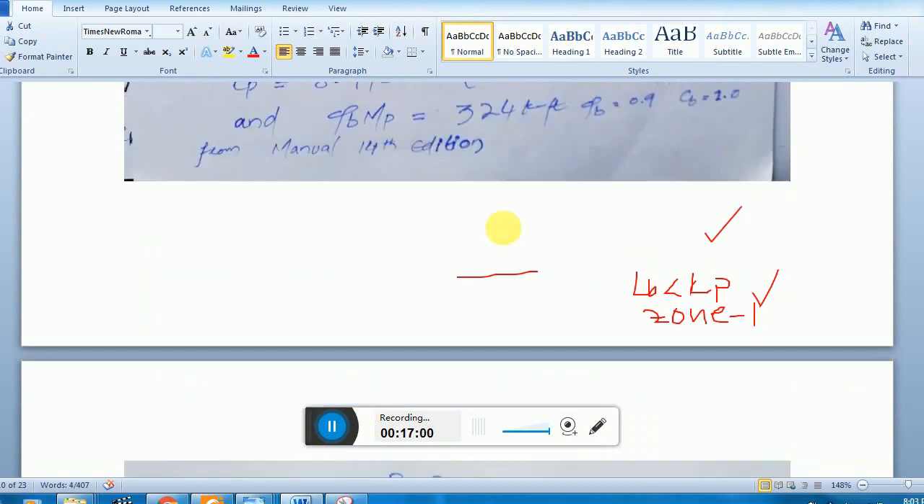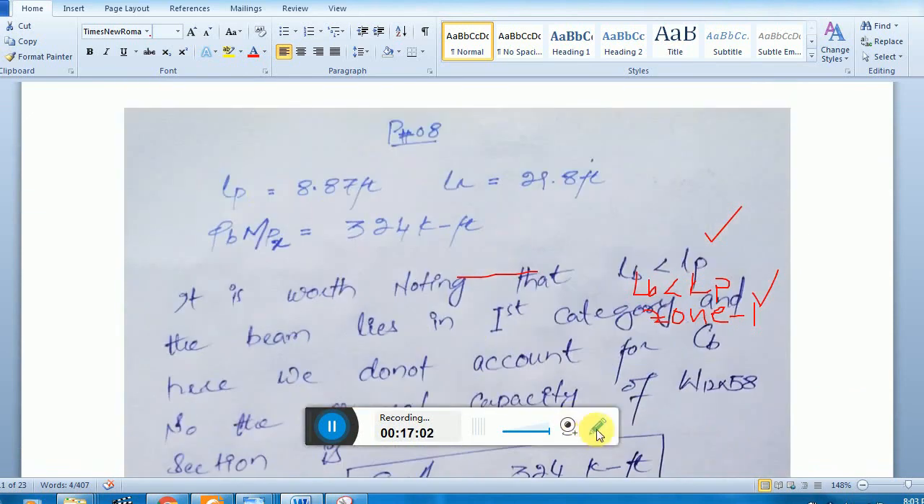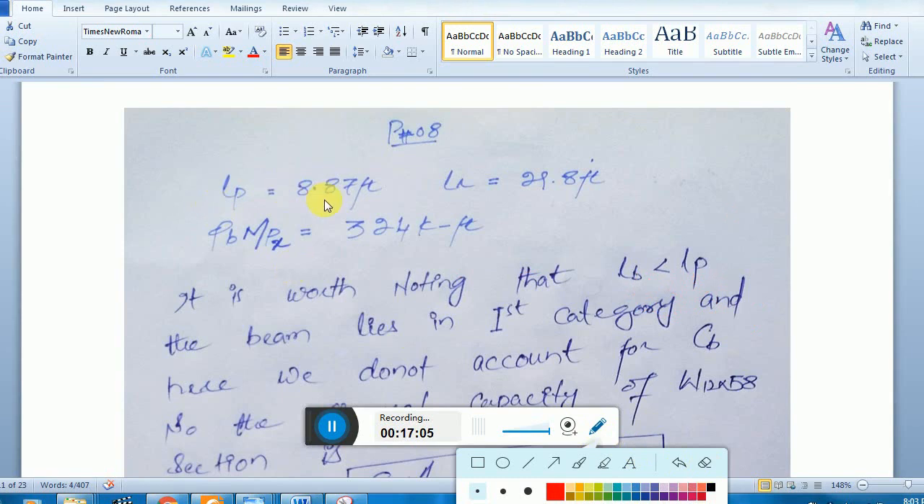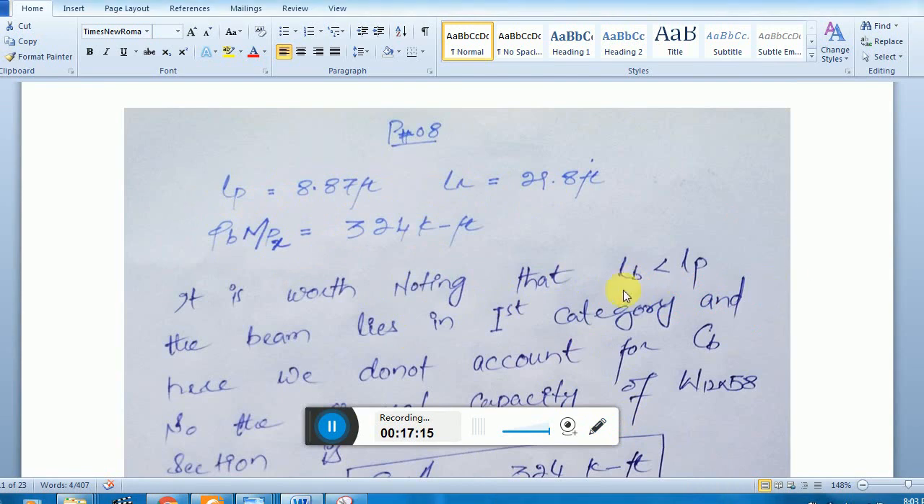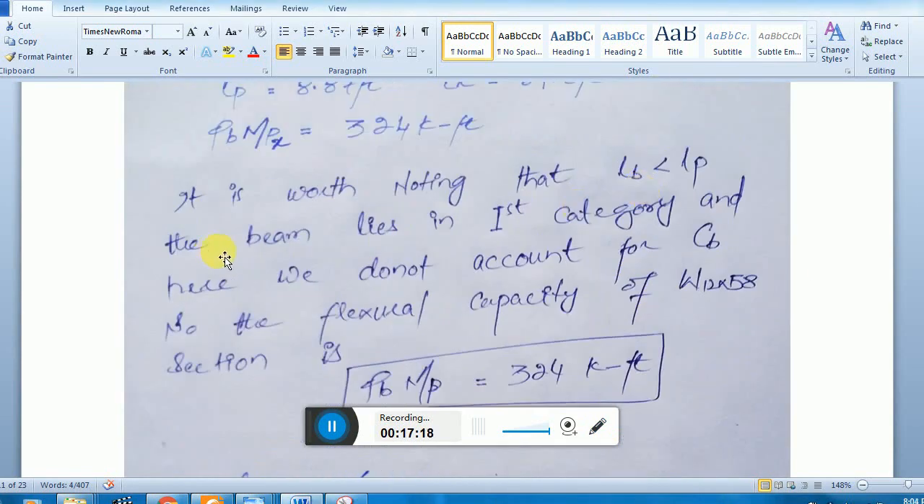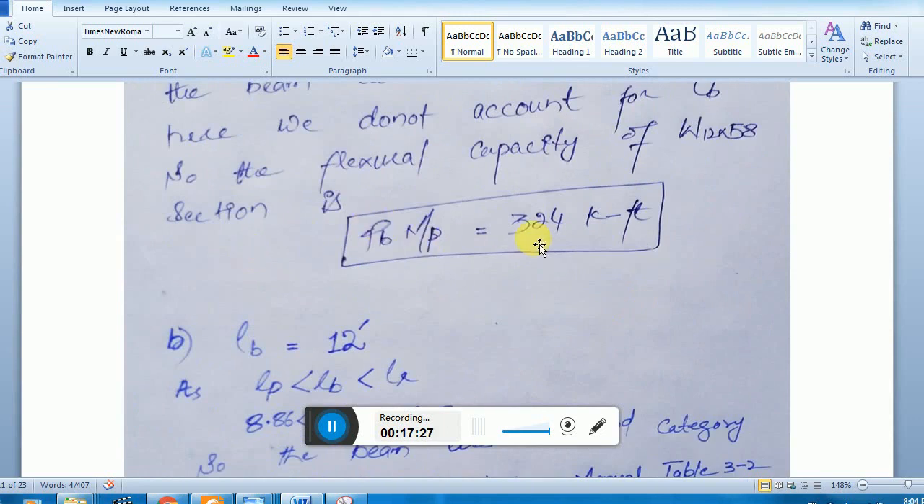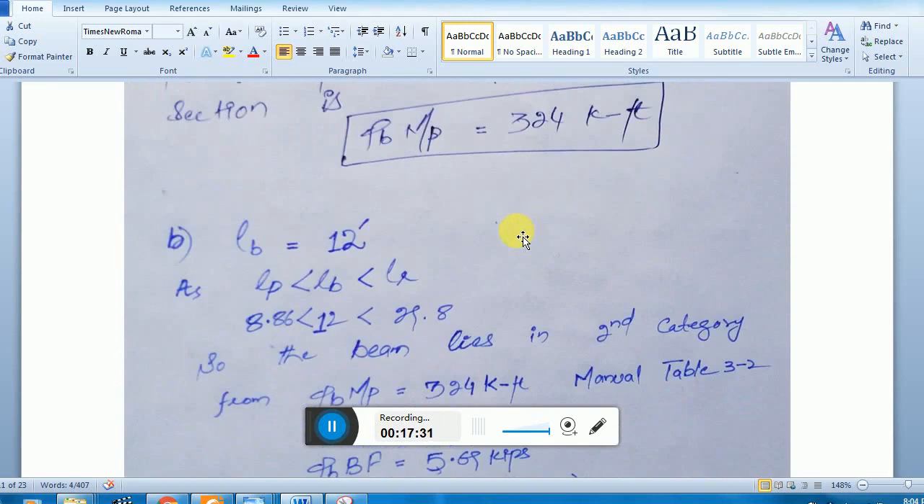Now going forward, you see next, when your Lp is 8.87, Lr is this one, phi b Mx is 324. It is worth noting that Lb is less than Lp. I already explained this point. The beam lies in the first category, and here we do not account for Cb. So the flexure capacity of the W12 section is 324. We don't need to multiply Cb because we are relying on zone 1.